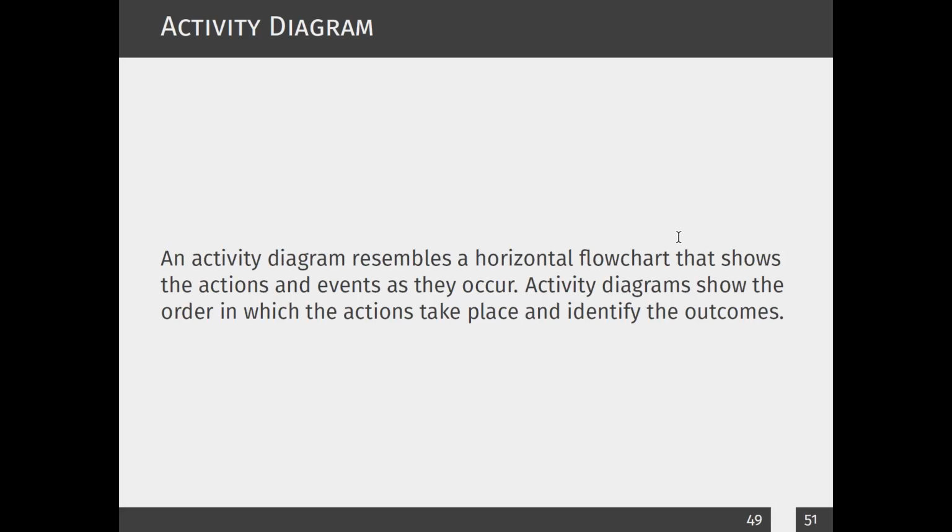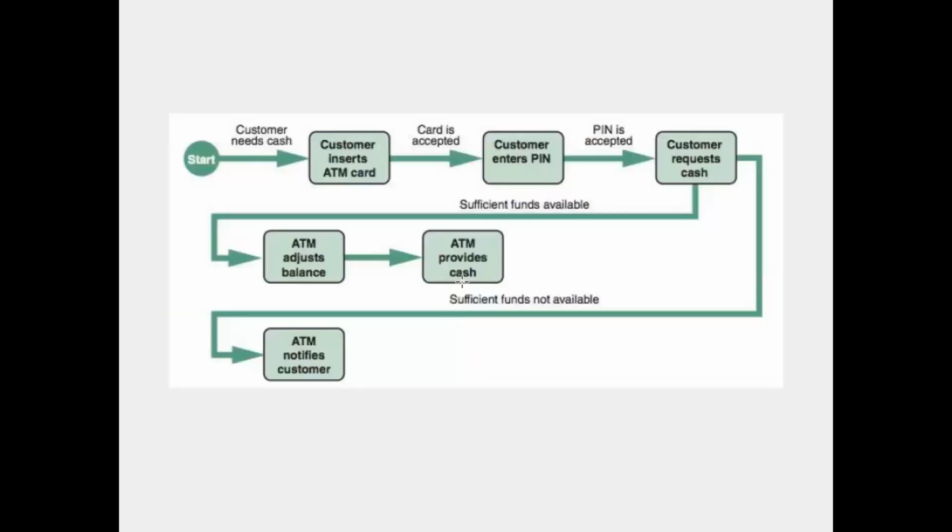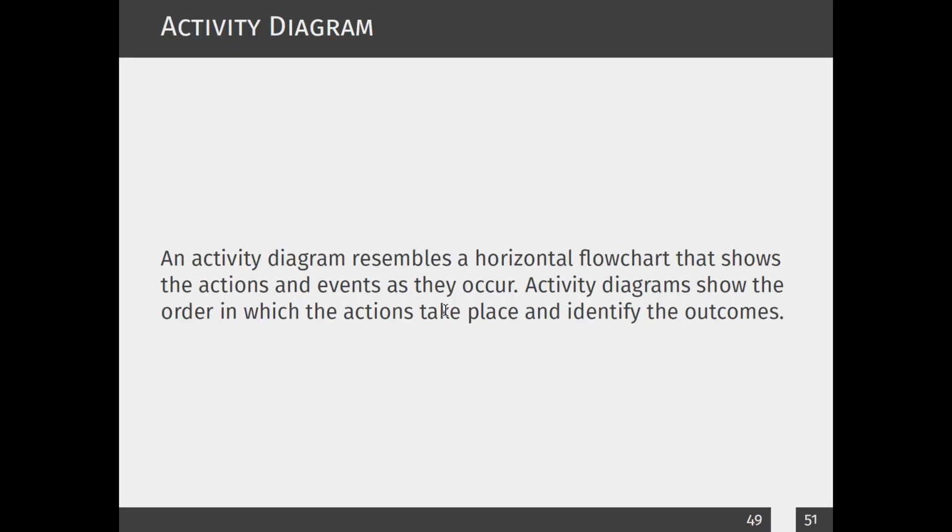The last thing that I would like to discuss is called activity diagram. Sometimes you can also see it as a kind of flow chart, and you can show the actions and events, right? So the main point of activity diagram is you can show the order of the actions, and also you can identify any outcomes. Now, in this particular example, what you see is possible outcomes when you're accessing an ATM. Now, you can indicate these different activities.